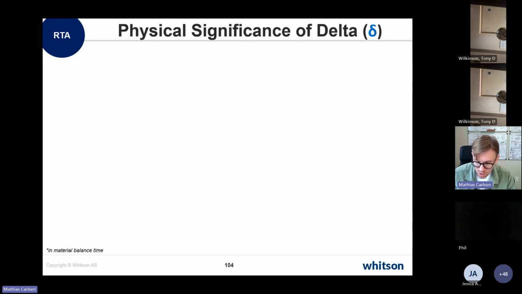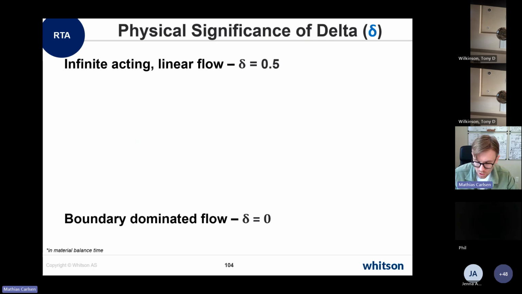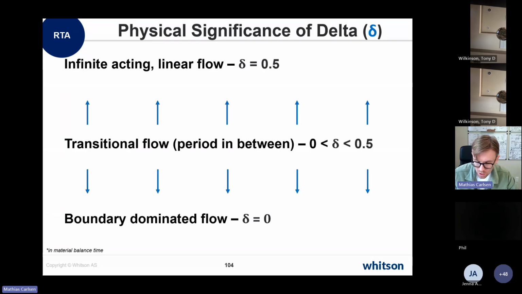And what does this delta mean? Delta of 0.5, that's infinite acting linear flow. Boundary dominated flow is delta of 0. And transitional flow is a delta value in between.